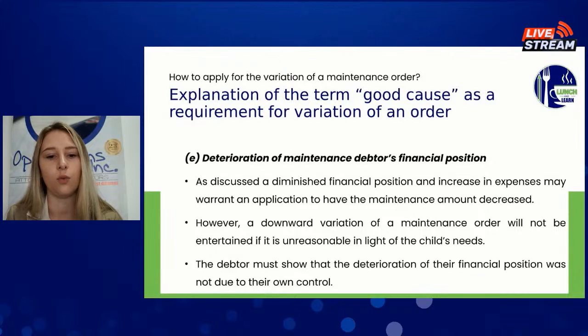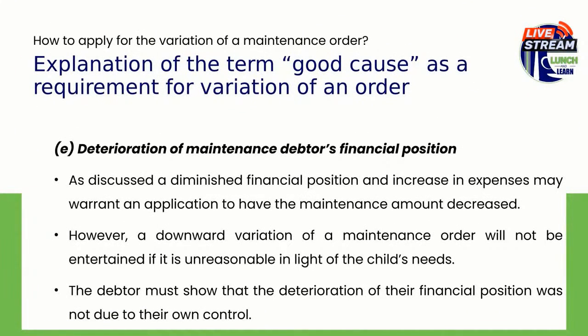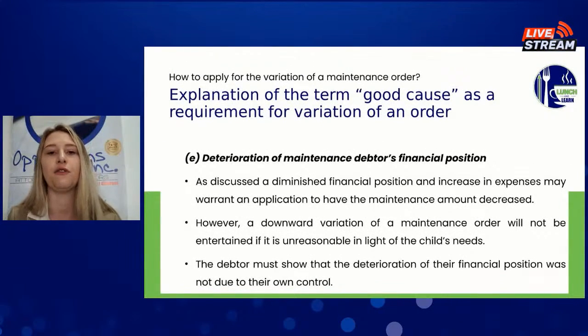However, a downward variation of a maintenance order will not be entertained if it is unreasonable in light of the child's needs. So the debtor must show that the deterioration, the diminished financial position, was not due to their own control. This is the slide I was talking about just now. If you have deliberately made the decision to move somewhere where your expenses will be increased, this is unreasonable because it was within your control to know whether your financial position will warrant a variation or not.